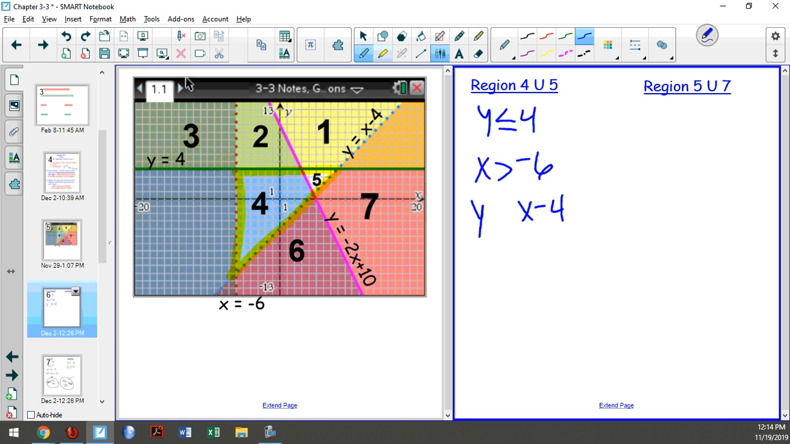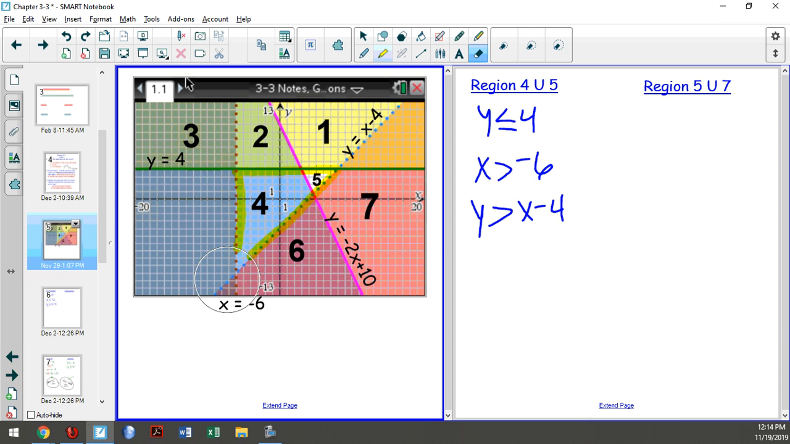And then y equals x minus 4. Is that solid or dotted? Dotted. Is the shading above it from every point or below it? It's above it, so what are we going to be utilizing? Greater than. Do we understand those three right there? Go ahead and do the next one, which is going to be 5 and 7 together. So everybody do 5 and 7 together.